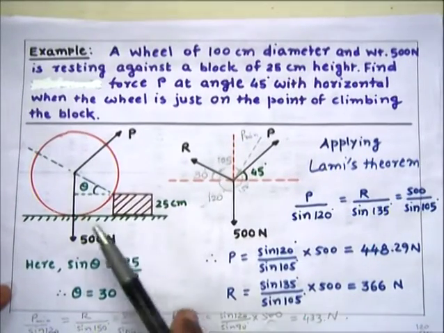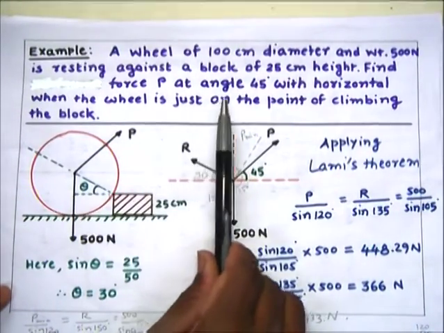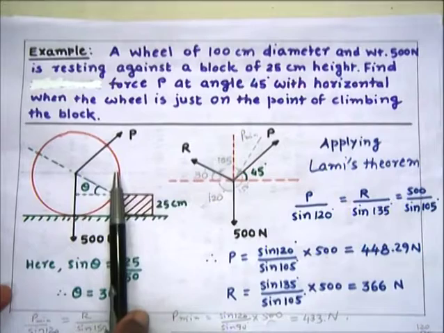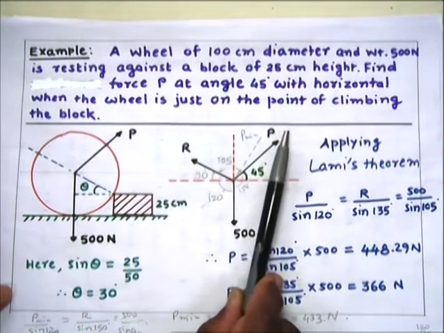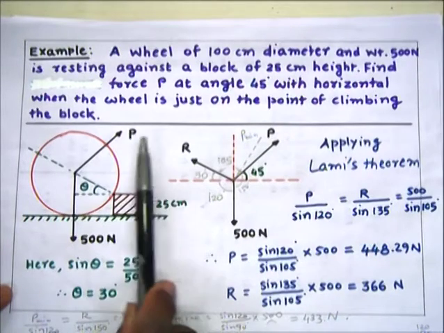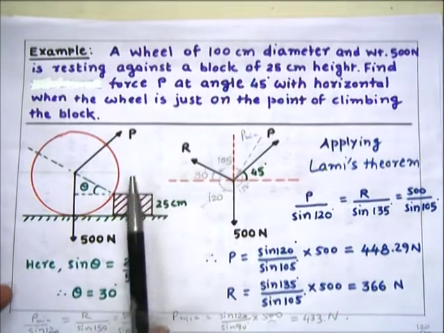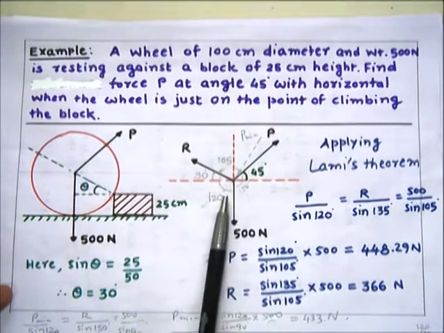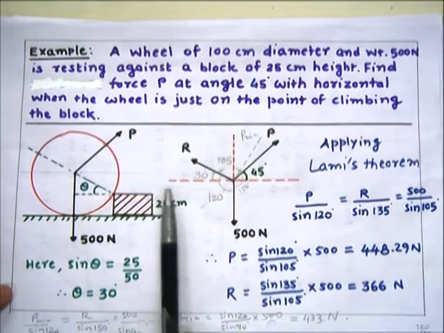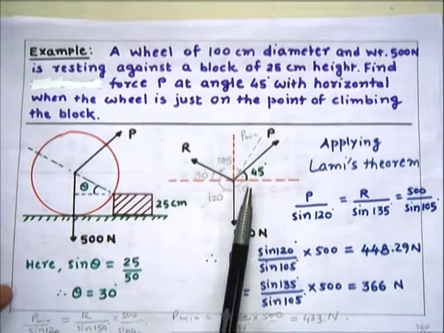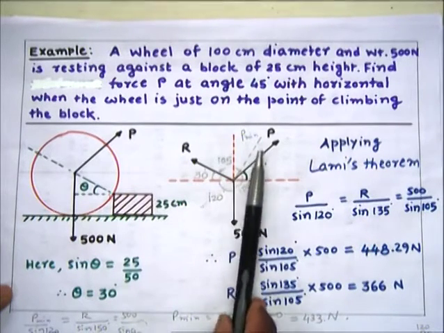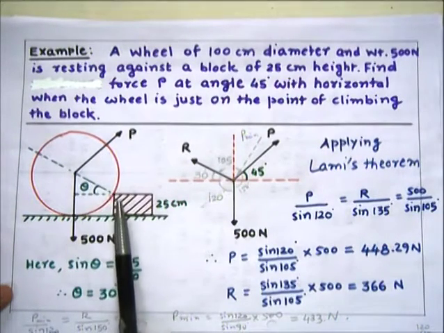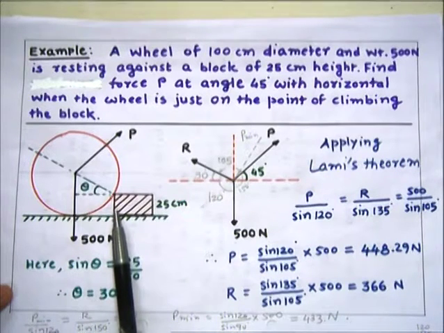Here in this example, a wheel of 100 centimeter diameter. So here is the wheel which is having diameter 100 centimeter and weight 500 Newton, resting against a block of 25 centimeter height. Find force P at the angle 45 degree with the horizontal when the wheel is just on the point of climbing the block. So here this is the wheel which is to be climbed on this block.